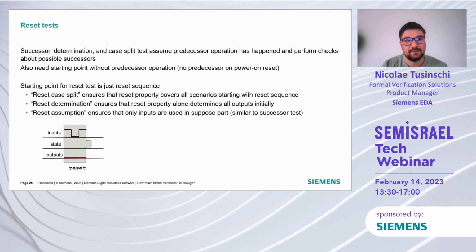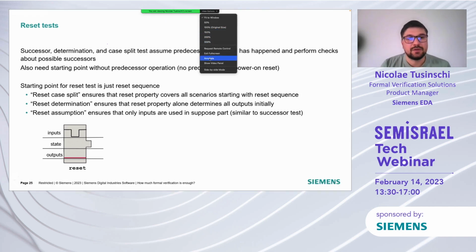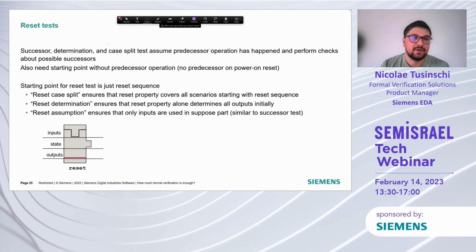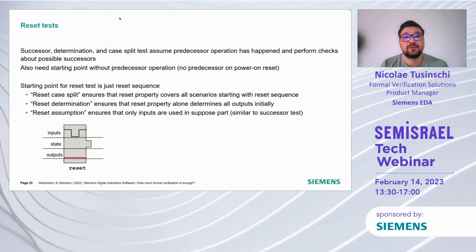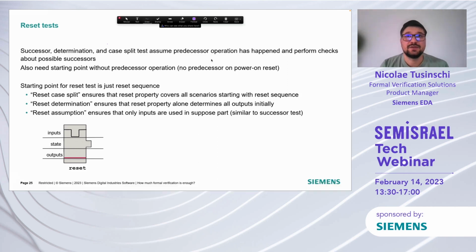So we have a reset case split for reset. We have a reset determination test, and we have a reset assumption. What does each of these do? So the reset case split ensures that the reset properly covers all scenarios, starting with the reset sequence. The determination one checks that the reset alone determines all outputs initially, and then the assumption ensures that only inputs are used in the supposed part, similar to the successor test.